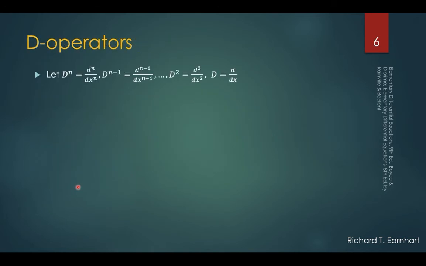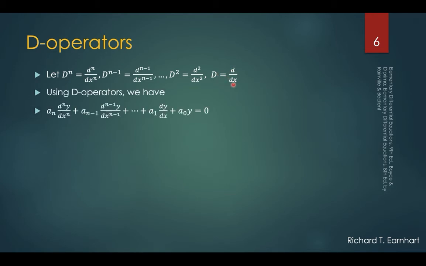Okay, so the derivatives can be expressed in terms of operators. For example, D raised to n is just d raised to n over dx raised to n without the dependent variable y. You get the D operator. So D is just d over dx.